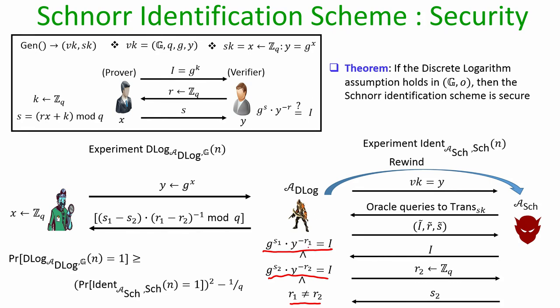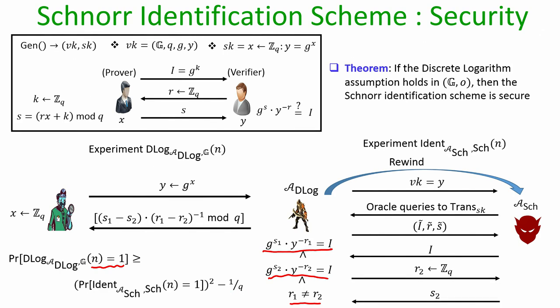Now, I claim that in this whole reduction, the advantage of the discrete log solver that we have constructed, namely the probability that it can win the discrete log experiment, is at least the square of the probability that the adversary against the identification scheme breaks the security of the identification scheme, minus 1 over q.